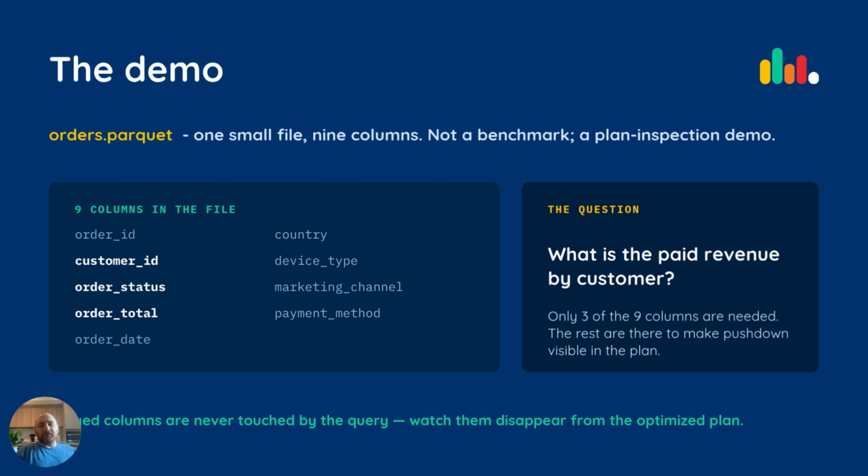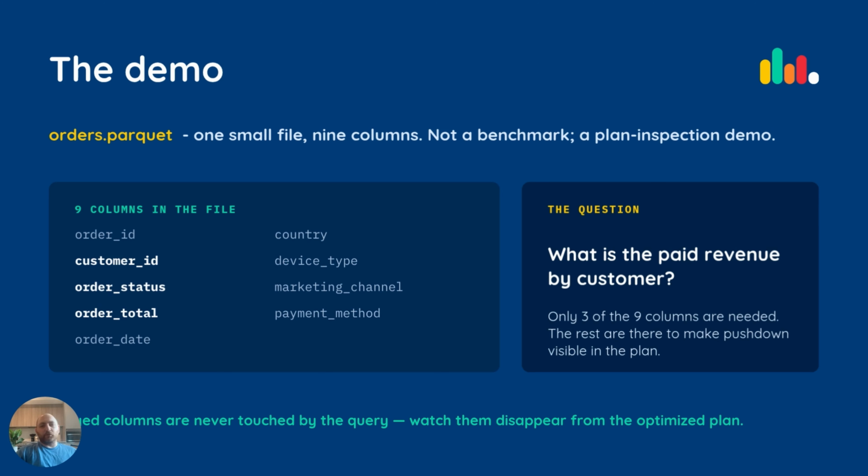I want to be clear about what this is. This is not a benchmark. It's a plan inspection demo. The file has more columns than the query needs on purpose. That's what makes projection pushdown easy to see later. Keep an eye on those grayed out columns. We are going to watch them disappear.